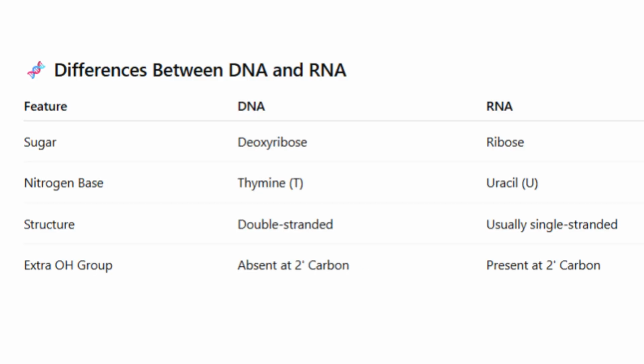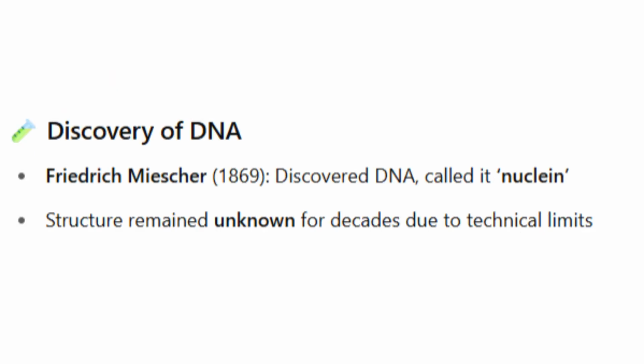And finally, the extra OH group. DNA lacks a hydroxyl group at the 2' carbon of its sugar, making it more stable. RNA, on the other hand, has this OH group, which makes it more reactive and less stable than DNA. In short, DNA stores genetic information, while RNA plays a dynamic role in expressing it.